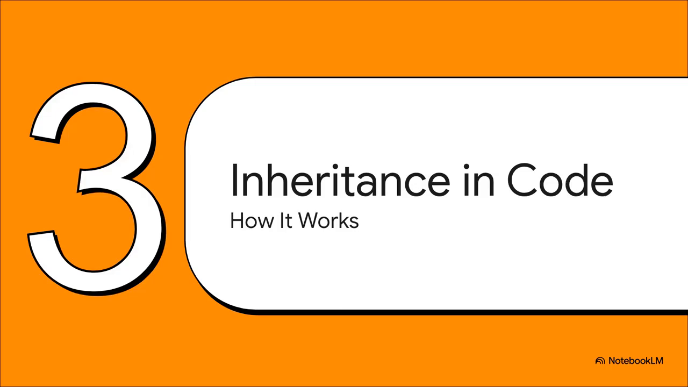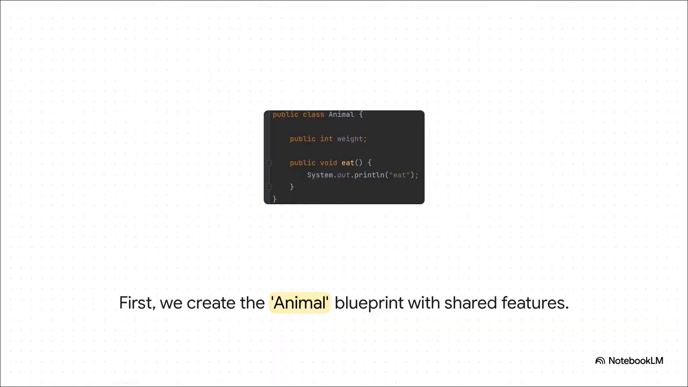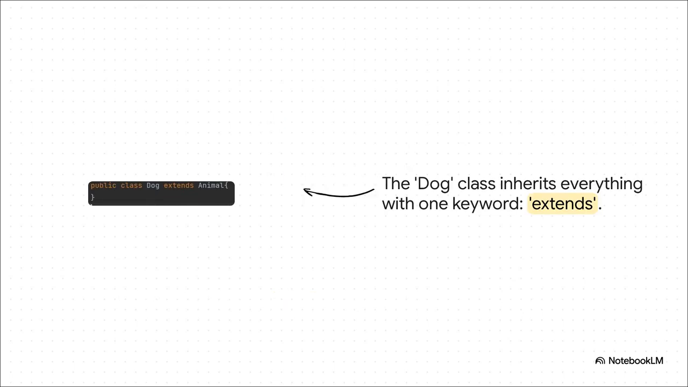All right, so let's see what this actually looks like in the code, because that's where the magic really happens. Okay, first up, we create our parent blueprint, the animal class. We put all the shared stuff in here, like a weight variable and that eat method we keep talking about. This becomes our single source of truth. And now check this out. For our dog class, it's incredibly simple. We just use one single keyword, extends. By just saying dog extends animal, we instantly give the dog class all the properties and all the methods of the animal class without writing any of that code ourselves.